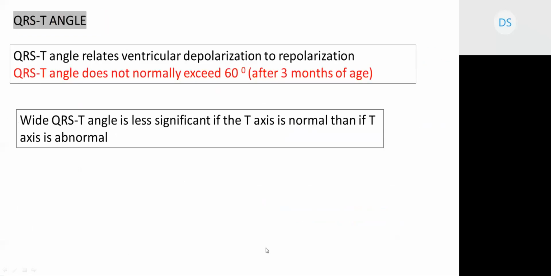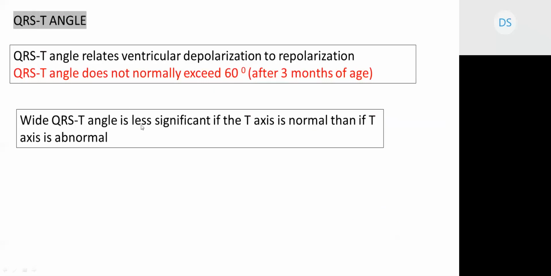The QRST angle is also important. So what is QRST angle? You first decide the QRS axis, then you decide the T wave axis, and the angle which is formed between the two axes is the QRST angle. You know that the normal QRS axis is 40 to 60 degrees, and the normal T wave axis is also 0 to 90 degrees. So the QRST angle normally does not exceed 60 degrees. And this is an important concept because it relates the ventricular depolarization to ventricular repolarization.